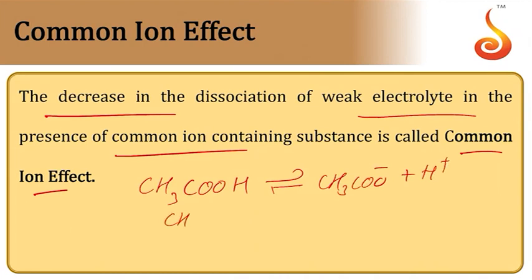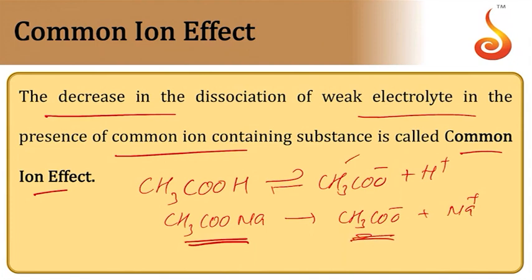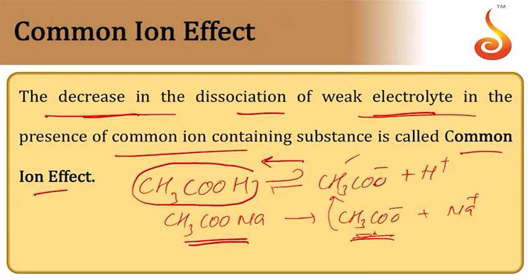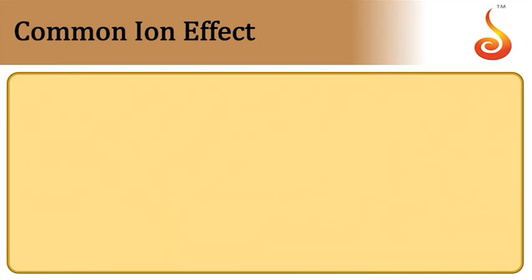Suppose we add a common ion containing substance, sodium acetate. It ionizes completely, giving acetate ions plus sodium ions. So here we already have acetate ions, and sodium acetate increases the concentration of acetate ions. When these ions increase, the above equilibrium moves in the backward direction. This implies the dissociation of acetic acid is reduced in the presence of a common ion containing substance. So the decrease in the dissociation of a weak electrolyte in the presence of a common ion containing substance is called the common ion effect.